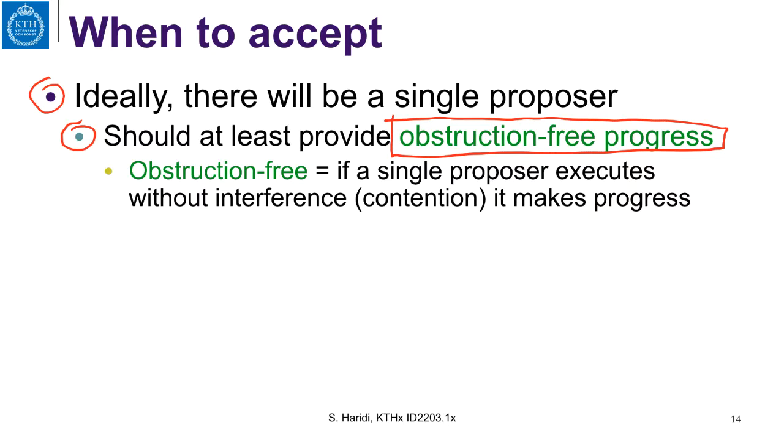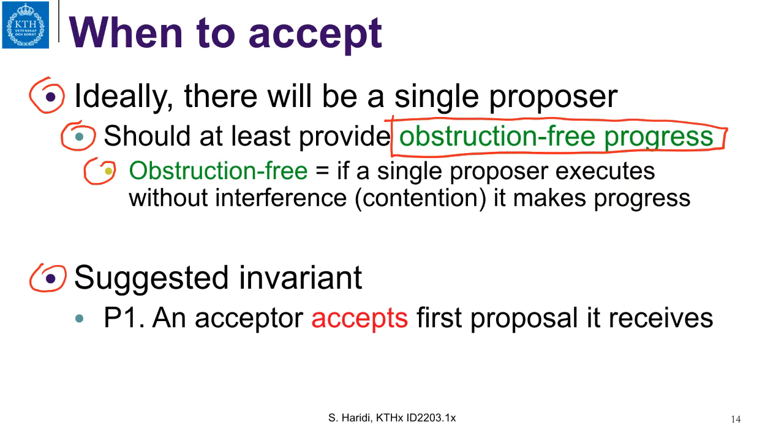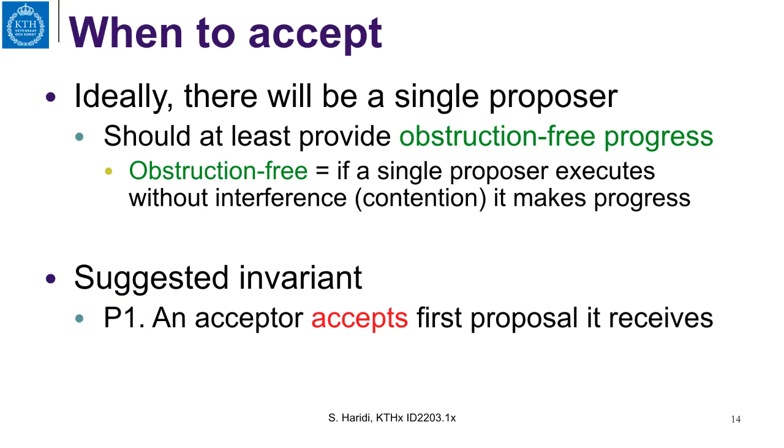So what is an obstruction-free execution? It is if a single process executes without interference, it will be able to make progress. Okay, so let us now describe the algorithm step by step until we get a satisfactory solution. Here is the first invariant we want to achieve. We call it P1. We say an acceptor accepts the first proposal it receives because, as I told you, this is the best case, and if there is a single proposer, it should impose its value. That's the behavior of an acceptor now. It accepts the first proposal it receives. So let us see what is the problem with that.